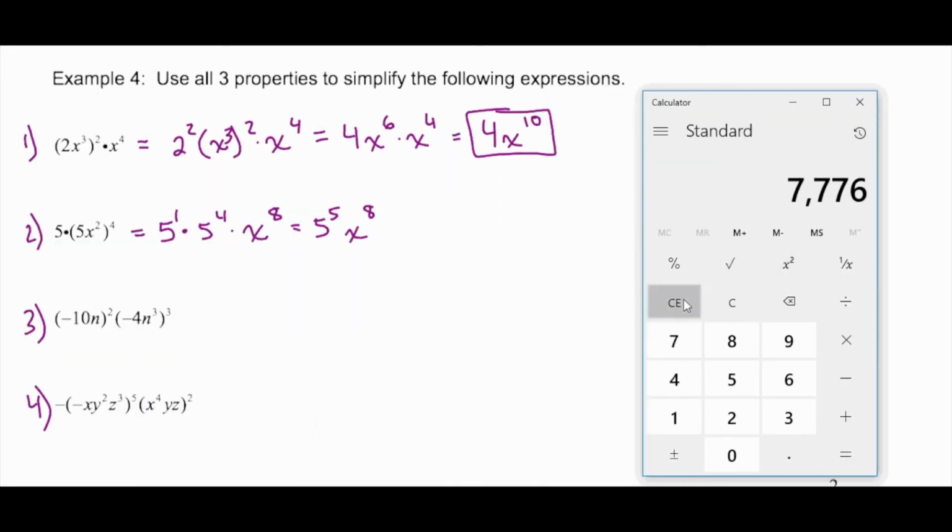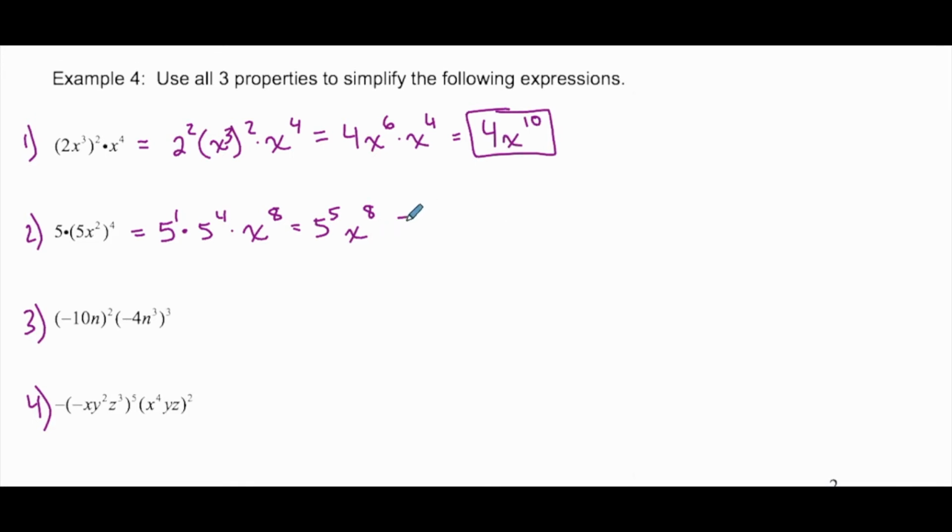Here comes the trusty calculator again. 5 to the 5th power, 5 times 5 times 5 times 5 times 5 is 3,125. X to the 8th.